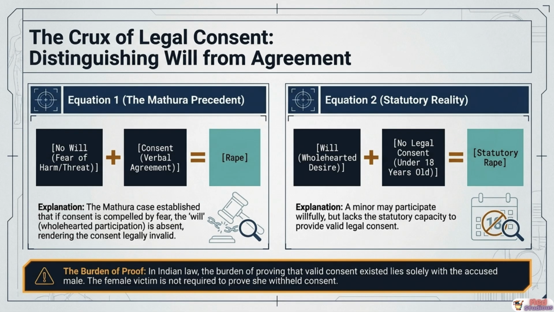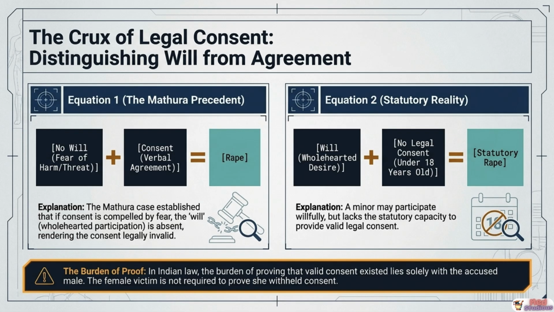The Mathura case of 1979, one of the most consequential and controversial judgments in Indian legal history, initially established a precedent that verbal consent, even if given under implied coercion, was sufficient. This judgment catalyzed massive public outcry and directly led to the 1983 amendments to the Evidence Act. Under modern law, Equation 1 establishes that if consent is compelled by fear or harm or threat, even if verbally expressed, the will is absent, rendering the consent legally void.